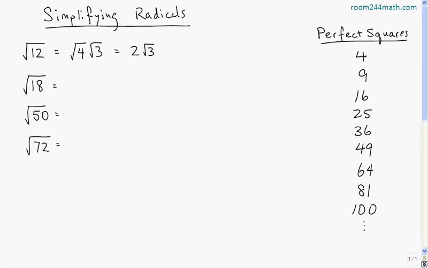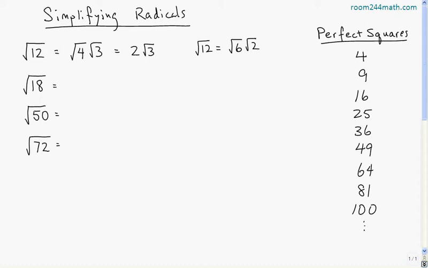Now, if you try to factor 12 and use factors none of which are perfect squares, it's not going to help you. So for instance, you could write root 12 as root 6 times root 2. But neither root 6 nor root 2 can be simplified because neither 6 nor 2 is a perfect square. And so this really doesn't help you at all. And that's why the only factors you're looking for are perfect square factors.